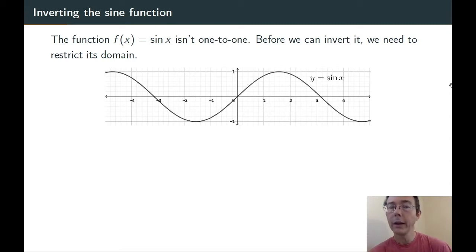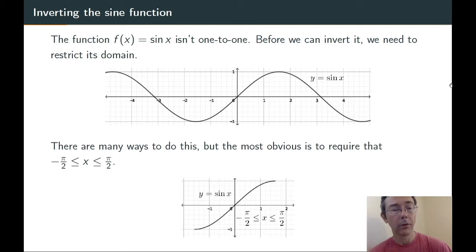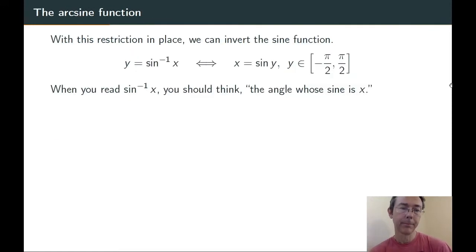So if we want to get an inverse for something like this, we're going to need to restrict the domain of the function. Like so. I'm going to say that sine has to be between negative pi over 2 and pi over 2. Now I have a one-to-one function, and I've also captured the entire range. All the y values between negative 1 and 1 are included here.